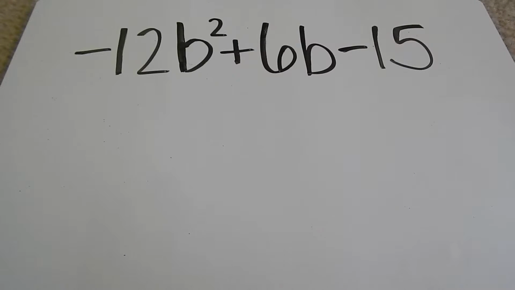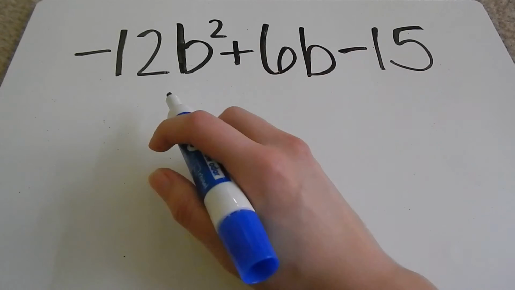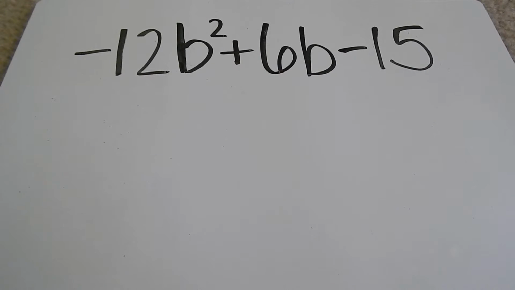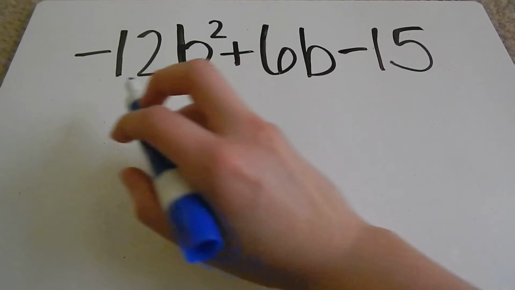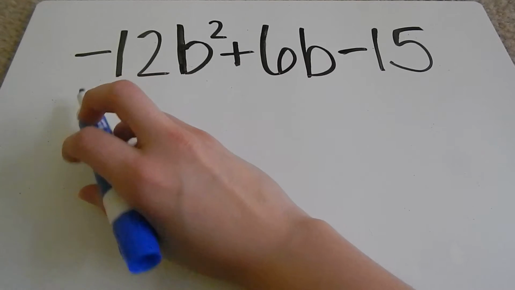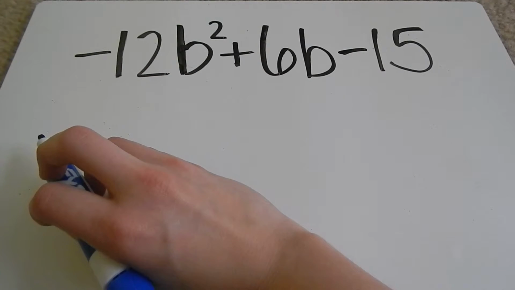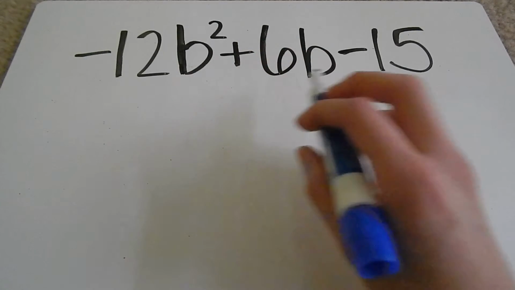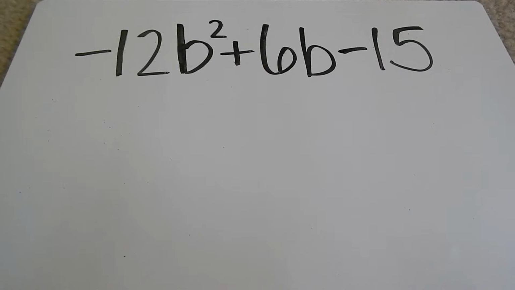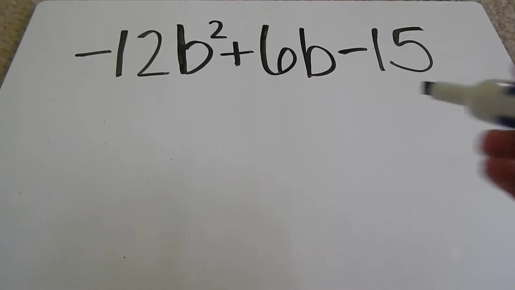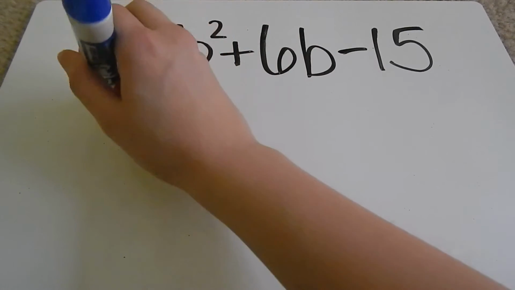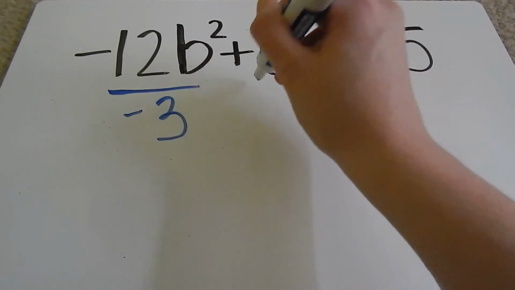My next example is just a little bit different. I still want to decide the biggest number that will go into all three of my numbers, -12, 6, and -15. However, when I decide my GCF now, I want it to be negative. That's because if my first term is negative, I need to factor out a negative number. So, -12, 6, and -15, the GCF there is 3, but again, since I have a negative first term, I'm not going to divide by 3, but by -3.